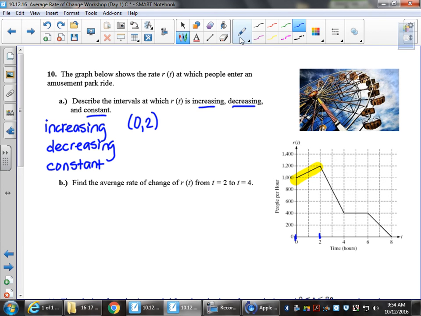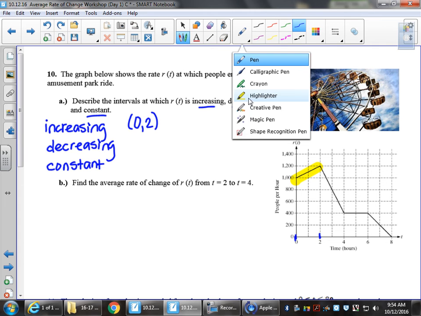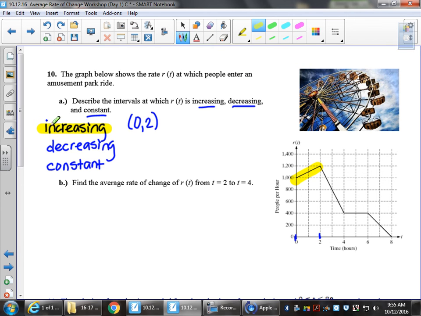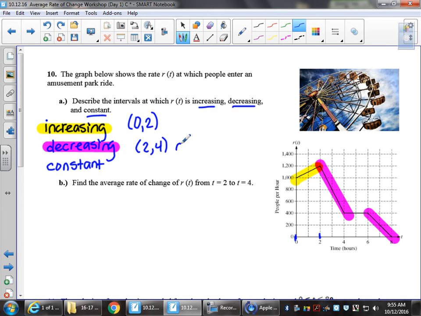No. Okay. How about decreasing? From 2 to 4, and then again 6 to 8. Very good. Nice job on that one. Are there any constant pieces? 4 to 6. From 4 to 6, and you're done.